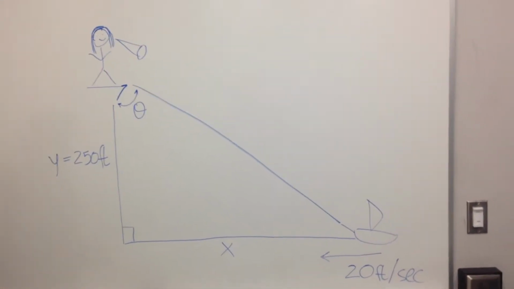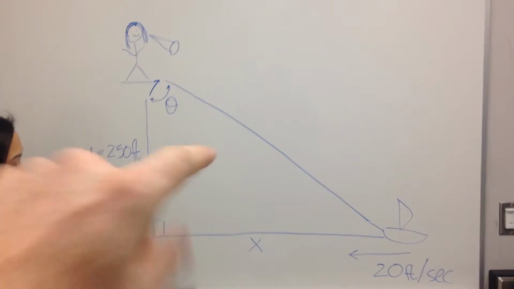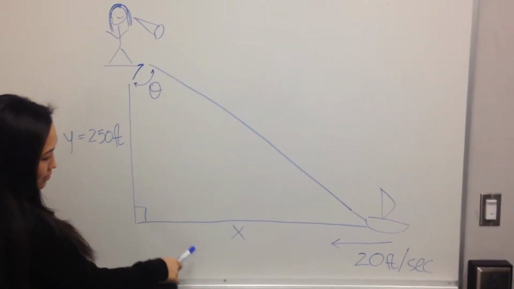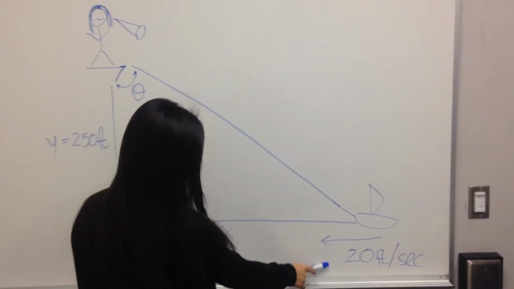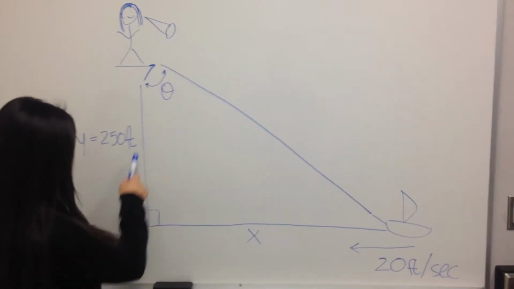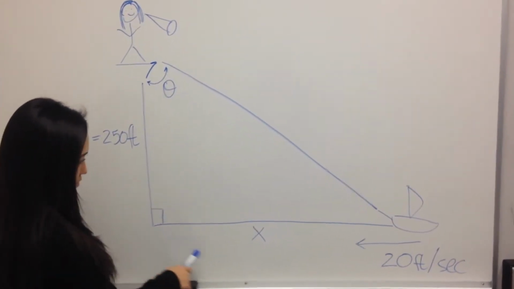And then we got 250 feet above the shore. We're trying to find angle theta, and we know that the boat is moving at 20 feet per second. We also know this is a right triangle because she is 250 feet from the boat on the shoreline.